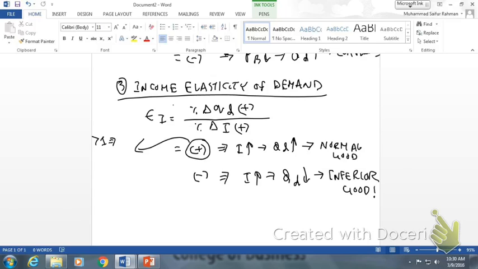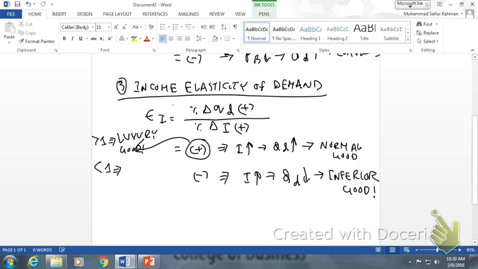But now, stay with me for 1 minute. Now the magnitude is greater than 1. It's positive and greater than 1. What kind of good is this? It is elastic. It will be a luxury good, and think about it, right? This is the kind of good that you were not buying before, but now as your income is rising, you are buying more of that.